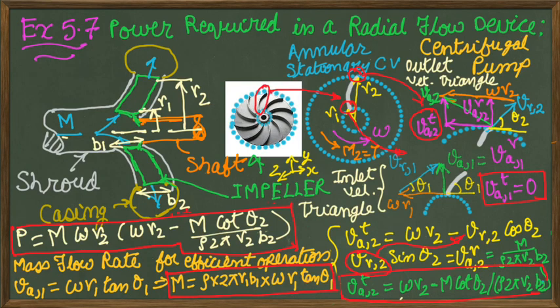So if you are solving a problem where you are asked for efficient operation, you will not be given the mass flow rate. You will be given R1, B1, omega. If you are not given the mass flow rate, and the problem says the centrifugal pump is operating efficiently, then you use this expression first to calculate the mass flow rate, and then you will use this mass flow rate in the power expression to finally calculate the power. So you should not be confused that the data is insufficient. For an efficient operation, make sure to use this expression to calculate the mass flow rate.